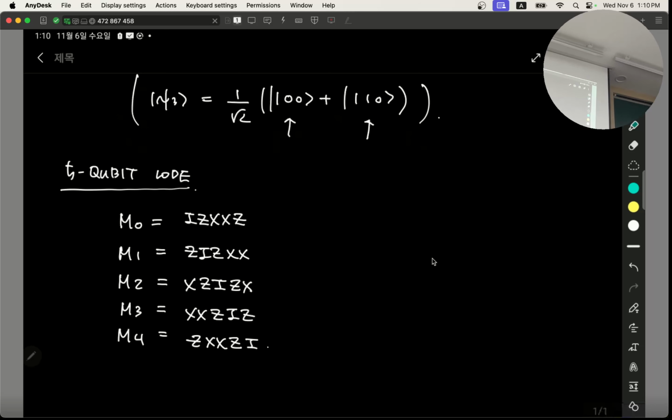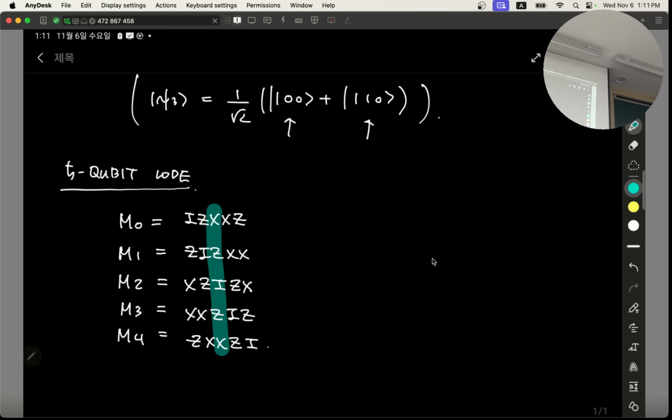So you can see the rule: there are only 3 types of gate, I, Z, and X. And if you take one specific qubit, let's say I pick the middle one here, then you can see that there are 2 X and 2 Z and 1 I. So as long as you keep this rule for every qubit, then you can say it's a 5-qubit code.